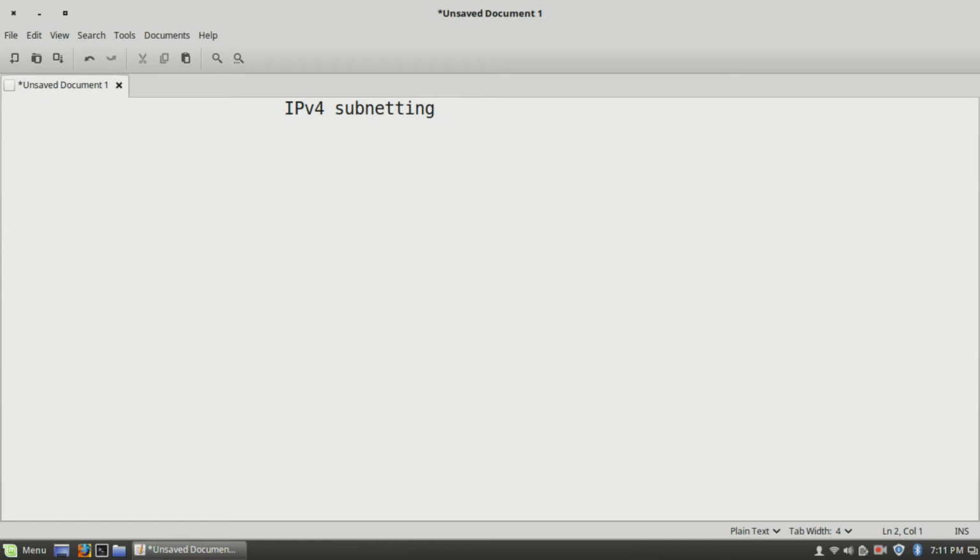Okay. Now, what is IPv4 subnetting? Subnetting is a method wherein we divide a larger network into smaller networks. Now, why do we need subnetting? We need subnetting to reduce the broadcast domains.